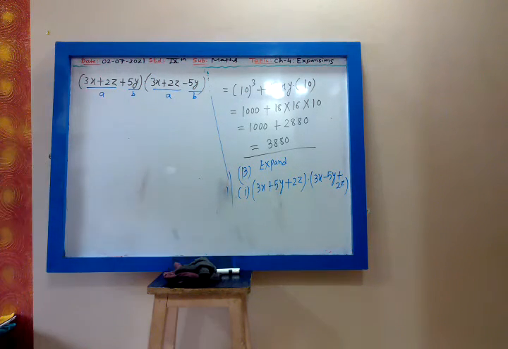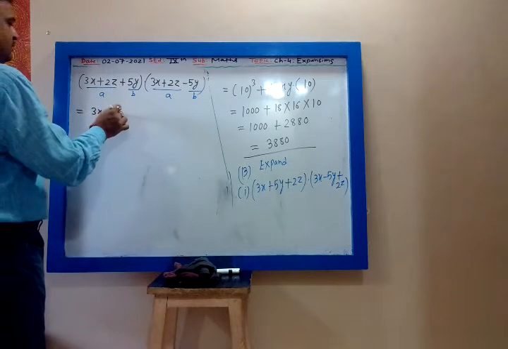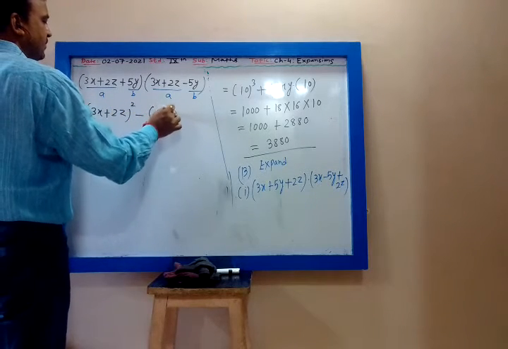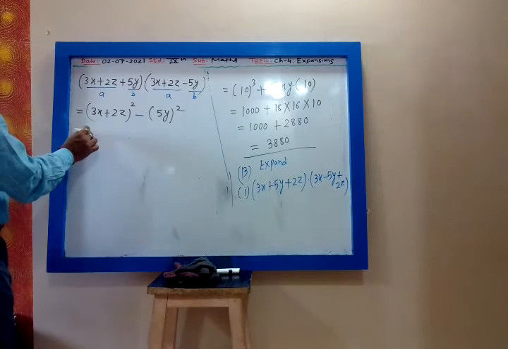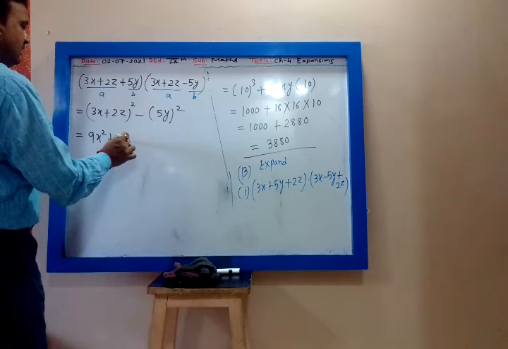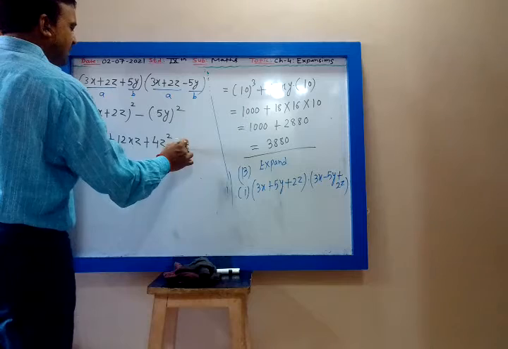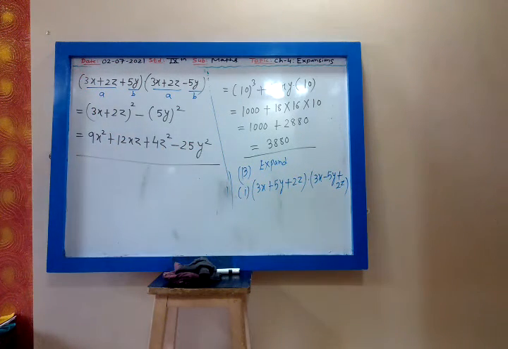So identify the type: a plus b into a minus b. So this will be 3x plus 2z whole square minus 5y whole square. Use the formula a plus b whole square. So that will be 9x square plus 2 into 3, 6 into 2, 12xz plus 4z square minus 25y square. And this is the answer. So you have to identify the type.